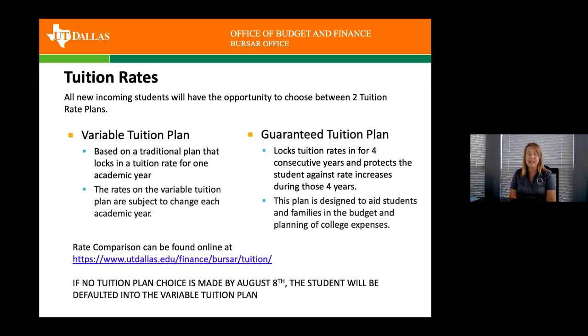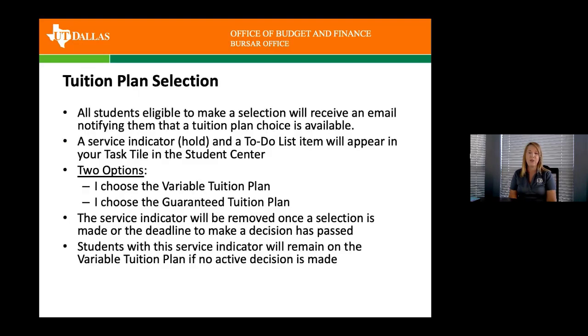It's August the 8th. If no choice is made by that date, then you will be defaulted into the variable tuition plan. You can go ahead and move forward on that one. There is a couple of slides on tuition, and how we charge tuition and how to select the plan.